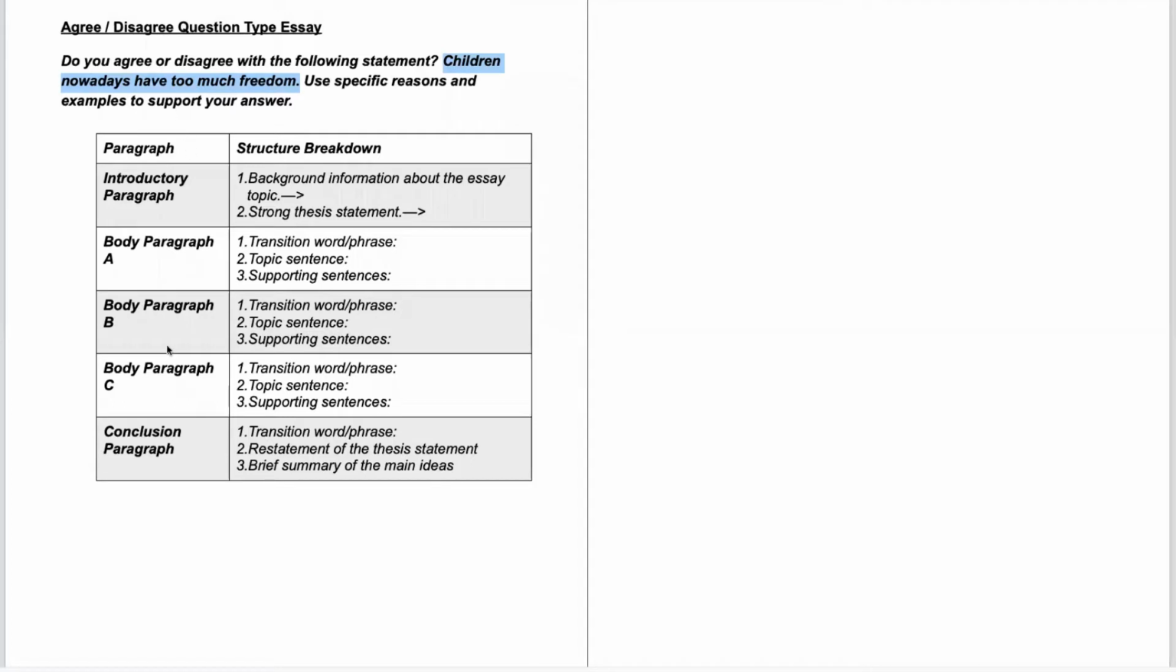This is exactly what we just looked at in the previous slide. I have just separated body paragraphs A, B, and C, so you see a total of 5 paragraphs. So let's start with the introductory paragraph. Remember, you need background information about the essay topic and a strong thesis statement.